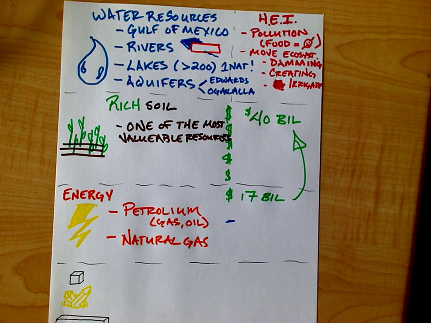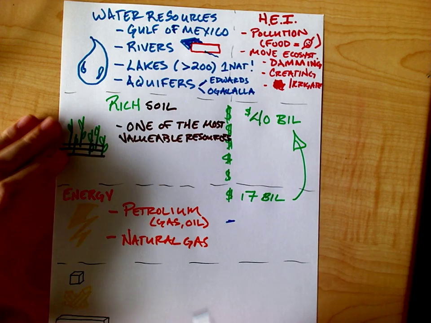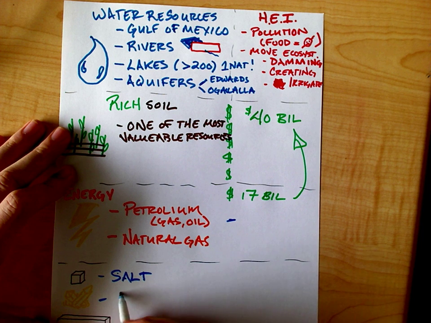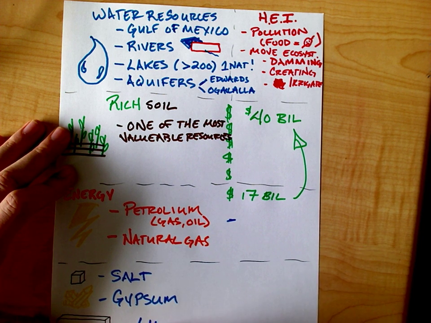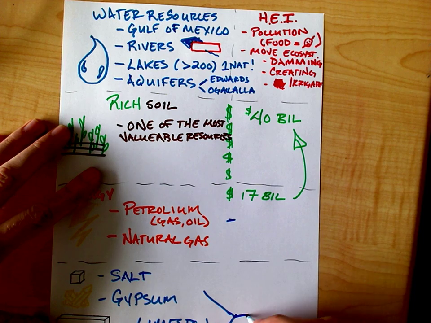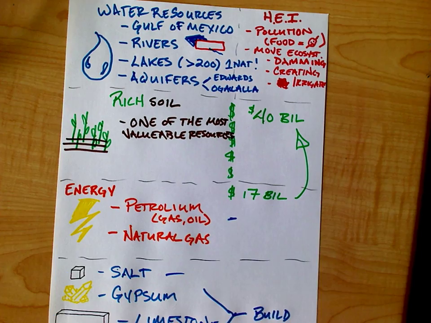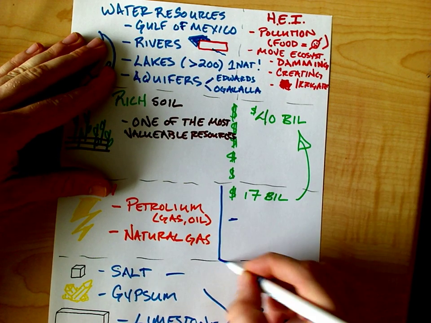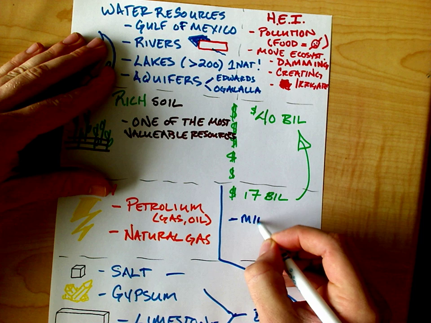Another thing that we need to be aware of is, finally, our minerals that we pull from the ground. We've got salt, gypsum, and limestone. And gypsum and limestone we really use to build. And salt, I think you know, has many uses. But all of these together make the mineral resources.